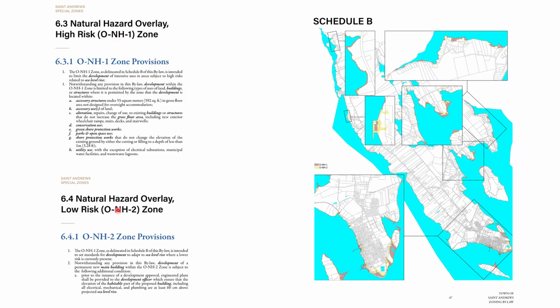The lower risk zone, ONH2, those are the yellow areas here. That's your 1% storm surge. It is talking about adapting development to these risks. They're not necessarily going to be every day, might not even be every year. In this case, you would have to provide engineered plans that show that the elevation of the habitable part of the building, including all electrical, mechanical, and plumbing, are at least 60 centimeters above the projected sea level rise, which is defined and mapped by the province.